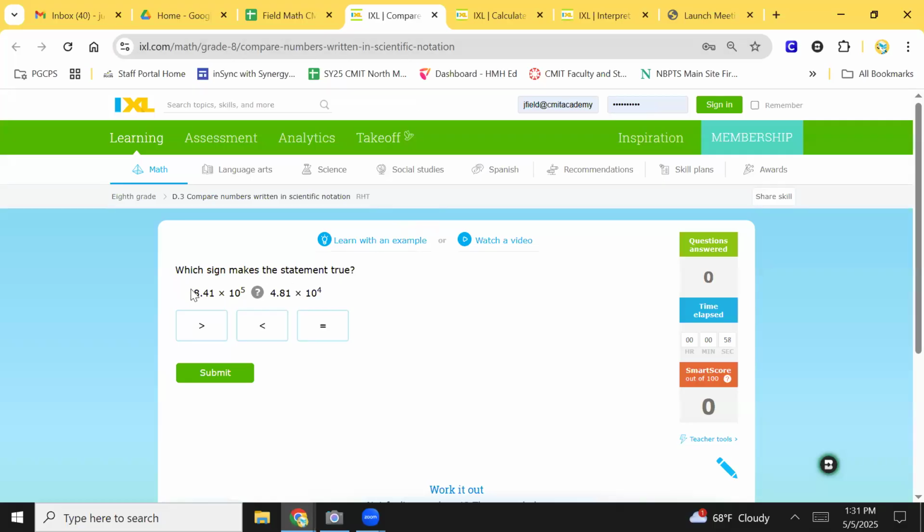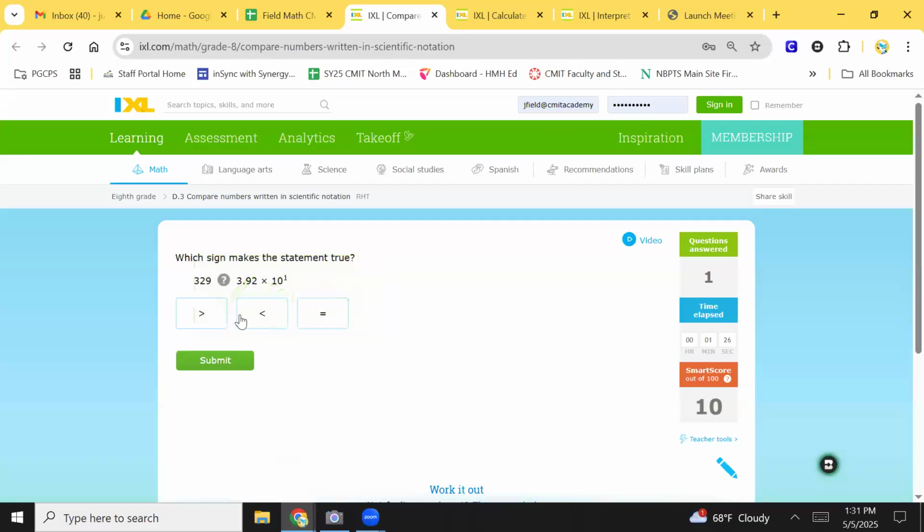Okay, let's talk about comparing. When we're comparing, they're going to start us off with the easy one. If the exponent is bigger, then the number is bigger, right? Because that means it has more place values. This one's easy because 8.41 is bigger. But here, this might be less obvious. So if we're not sure, we convert to standard form.